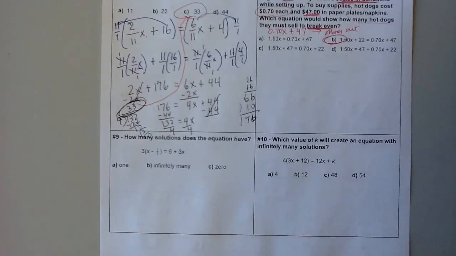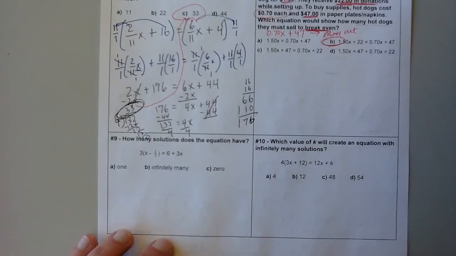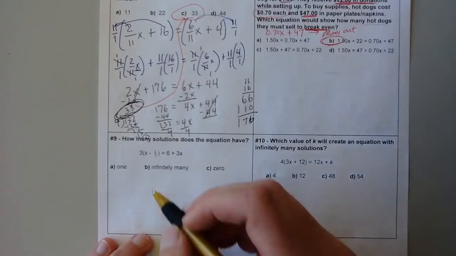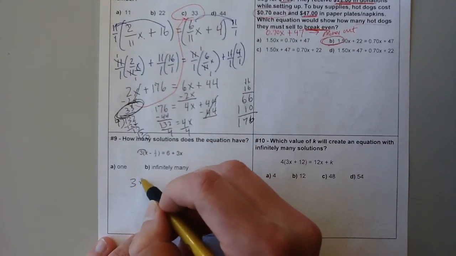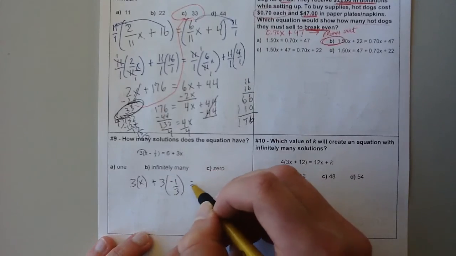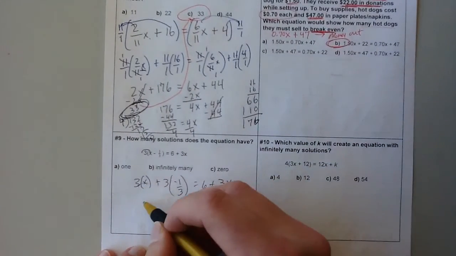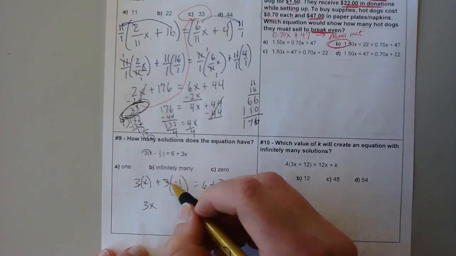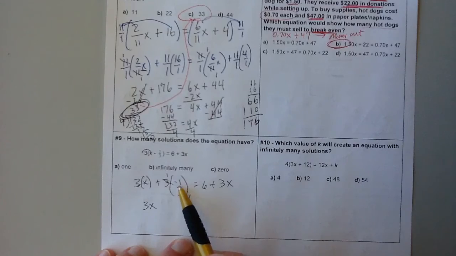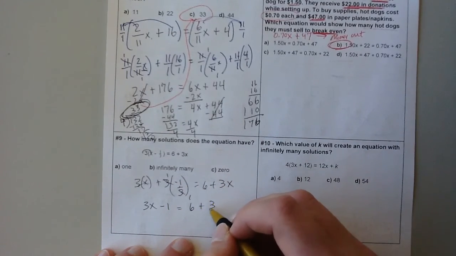Number 9, how many solutions does the equation have? You have 3 times x minus 1/3 equals 6 plus 3x. Let's distribute, since we have parentheses on the left side, so you got 3 times x plus 3 times negative 1/3 equals 6 plus 3x. Go through and multiply. 3 times x is 3x. This 3 over 3 simplifies to 1 over 1, so I just have 1 times negative 1, which is negative 1. Equals 6 plus 3x.